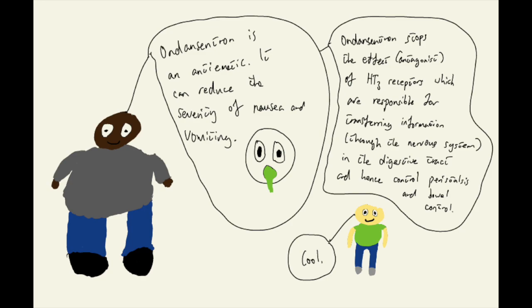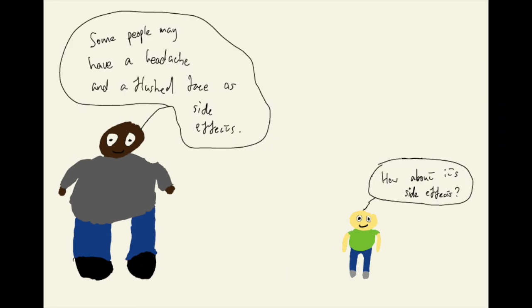So now let's talk about ondansetron. Ondansetron treats nausea and/or vomiting. It inhibits or stops the effect of 5-HT3 receptors, which are responsible for transferring information through the nervous system to the digestive tract, which affects and controls peristalsis, which is the movement of the esophagus ring muscles, and bowel movements. Cool, that's very cool. Now, what about its side effects? A few side effects of ondansetron include a headache and a flushed face.